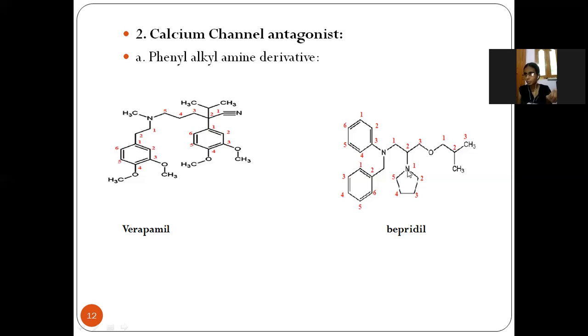And in the second position there is a 5-membered ring. See, 1, 2, 3, 4, 5-membered ring with nitrogen at the first position, and here the oxygen atom is attached. For that oxygen atom, in the second position, the methyl is there, so 2-methyl propane. So this is the structure of the bepridil.